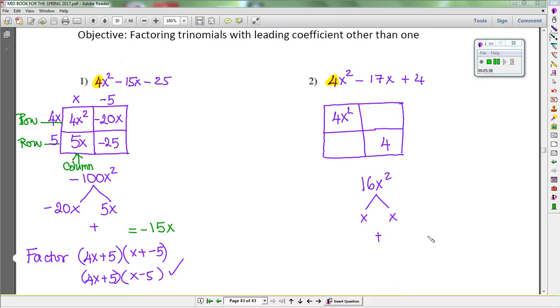We want the sum of the two factors to give us negative 17x. So in order to get a negative number, each one of the coefficients has to be negative. So we will do negative 16 and negative 1. If we multiply two negatives, the product is a positive, but if we add these two negative numbers, the sum is still a negative. So now we put these two numbers here, negative 16x and negative 1x, or you can ignore the 1.